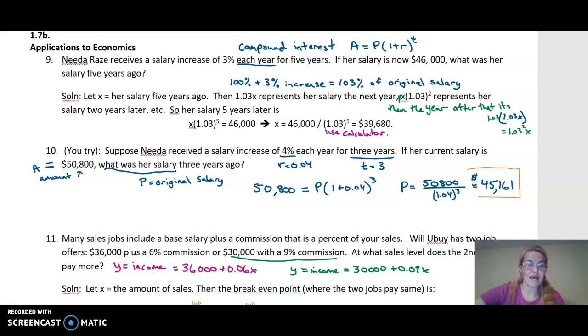So for number 10, you should have gotten her original salary was $45,161. If you didn't get that, stay tuned. We'll talk through 9 and 10, compound interest.